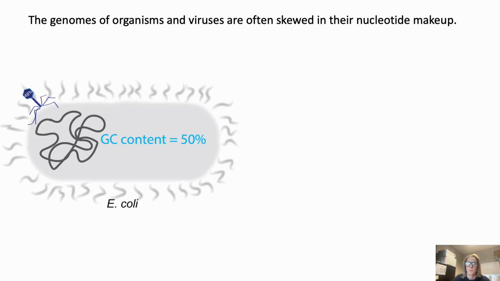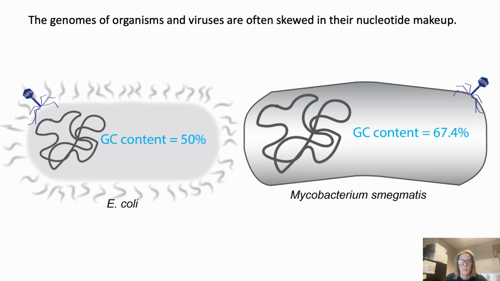The genomes of organisms and viruses are often skewed in their nucleotide makeup. The GC content of E. coli is just over 50%. The phages that infect E. coli have similar GC content, just under 50%. Mycobacteria and mycobacteriophages have genomes with high GC content, which means there are more C's and G's than there are A and T nucleotides. M. smegmatis has a GC content of 67%, and the phages that infect M. smegmatis, on average, have GC content of around 65%.